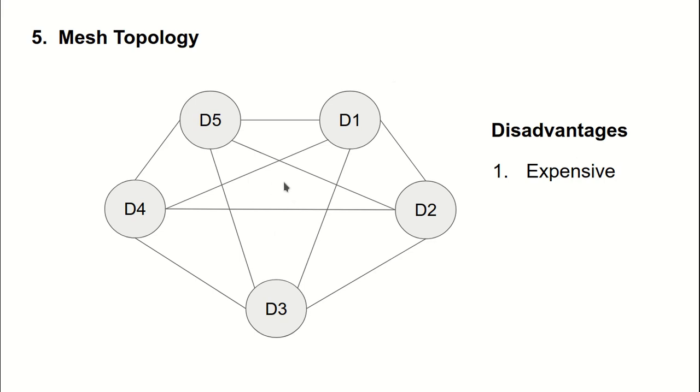And the second disadvantage is that it has some scalability issues, because if I want to add another device to this mesh topology, I will have to connect a single device to all of the devices that are present in the mesh topology. Alright. So let's take an example: if I have 100 devices connected in a mesh topology, and if I want to add another device to the 100 devices, then I will have to connect all the devices to this single device. Alright. So in this way it has some scalability issues.